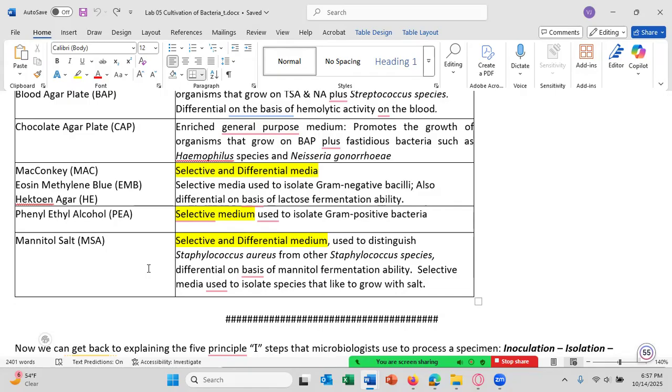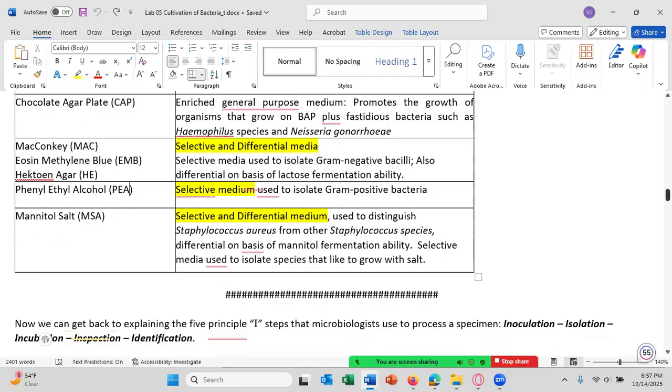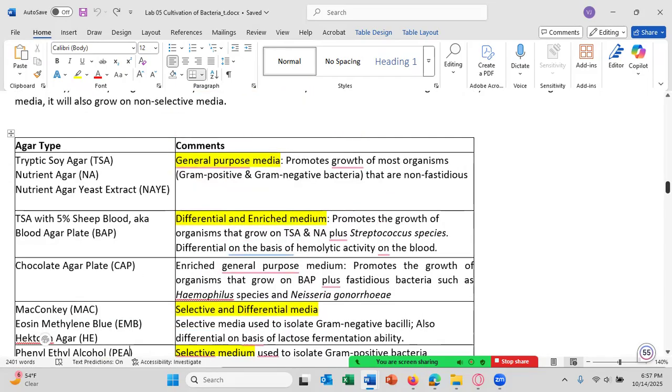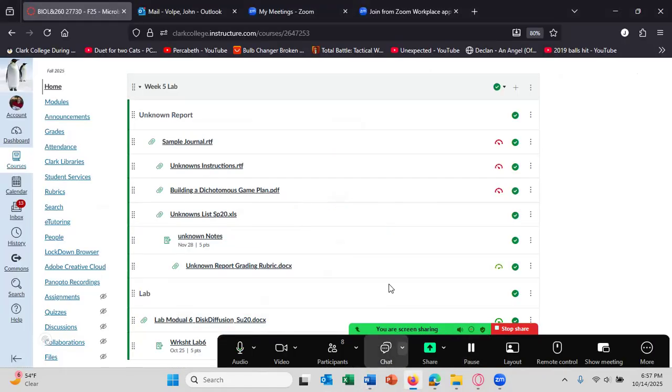Any questions about any of these media? I have a comment. The document that you have on Canvas is slightly different than this table that you have here. It doesn't really mention much about the differential media in the table on Canvas, in that document that you have for this module. Let me take a look at that. That might be wrong.